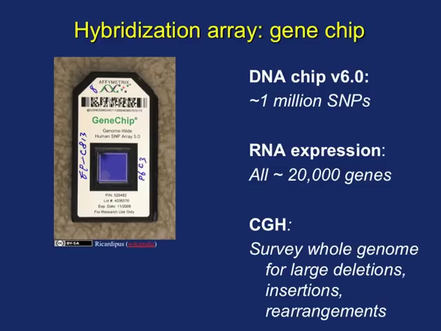We can look at how much RNA is made from any of the 20,000 or so genes. We can now pick up, and I'll show you some examples, large deletions or insertions or duplications of big chunks of the genome. This turns out to be much more common than we had ever imagined.